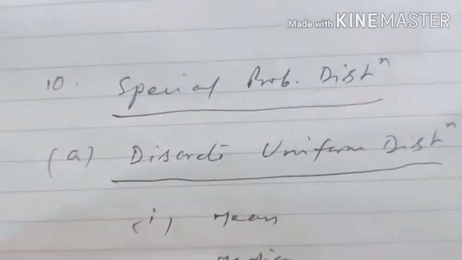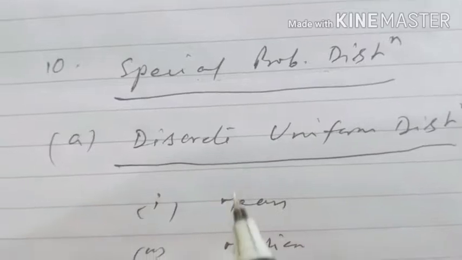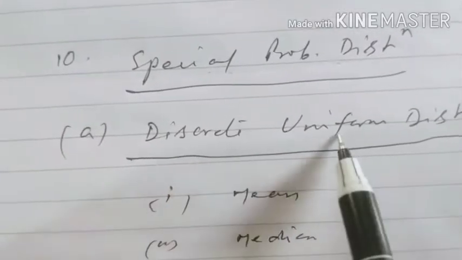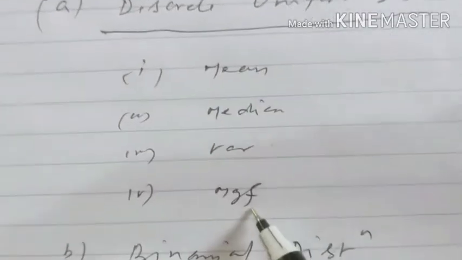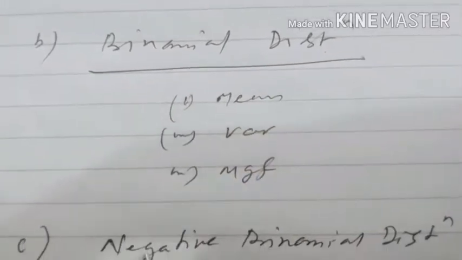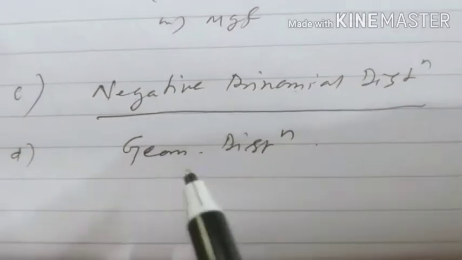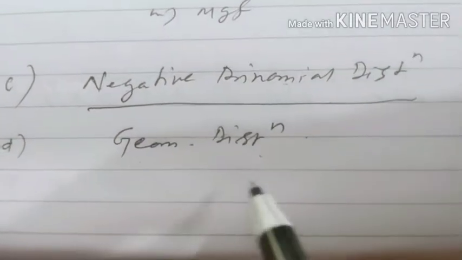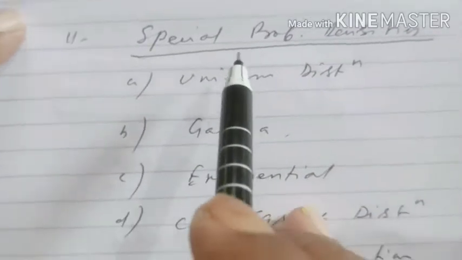Next, special probability distributions. There are two types, that is discrete, and another one is continuous. Discrete uniform distribution. We have to find mean, median, variance, moment generating function, and so on. Binomial distribution, mean, variance, moment generating function. Negative binomial distribution, similar way, mean, median, variance, etc. Geometric distribution, similar way, mean, median, variance, etc.